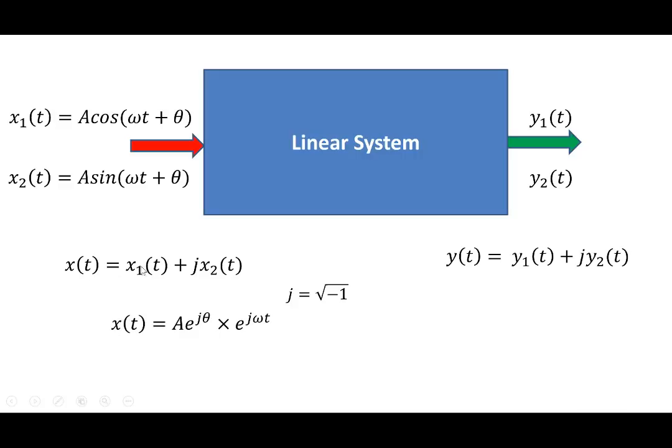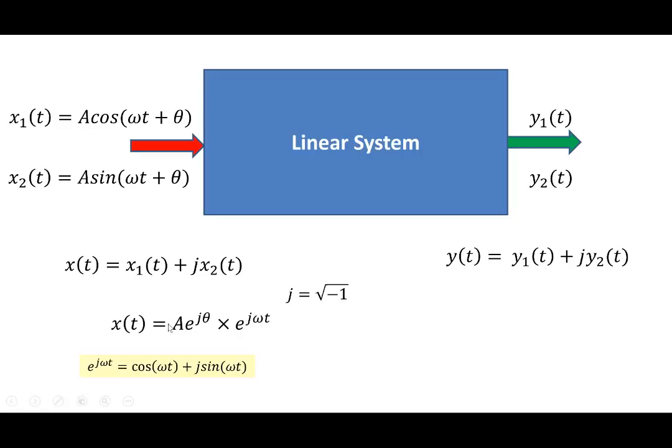Then x(t) becomes, note that x(t) is x1(t), which is a cos(omega t plus theta), plus j times a sin(omega t plus theta). So x(t) can be written as a e to the power j theta into e to the power j omega t. We've used Euler's identity: e to the power j omega t is cos(omega t) plus j sin(omega t). So that's the signal that we have applied, the superposition of these two signals with j equal to square root of minus 1.